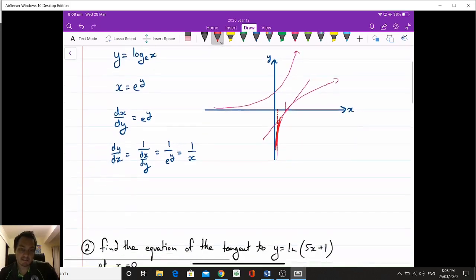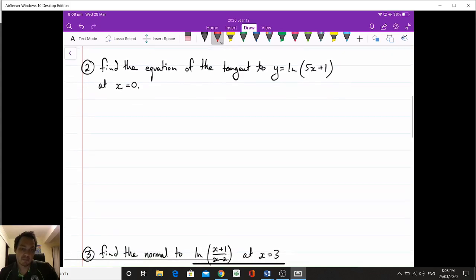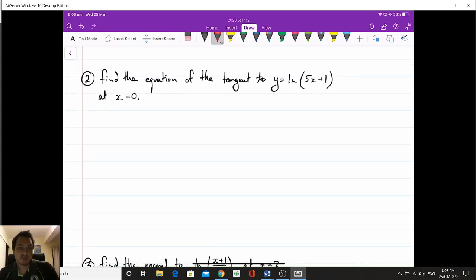So let's have a look at the kind of questions that we will get. This is the first one. Find the equation of the tangent to y is equal to ln of 5x plus 1 at x is equal to 0. Okay, normally our log functions are not defined at 0, but you can see this has a translation, and it's also got a dilation as well.